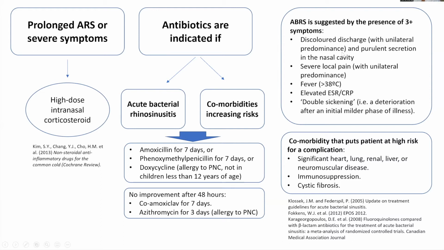And so in terms of recognition of symptoms that are typical for bacterial superinfection, we would be looking for discolored discharge, severe local pain. When it comes to discolored discharge, really purulent, smelly discharge, green discharge, or the yellow discharge. Yellow discharge is typical for infiltration of leukocytes rather than any microbes. And then obviously fever above 38, elevated CRP, and double sickening, which means deterioration after initial mild phase.